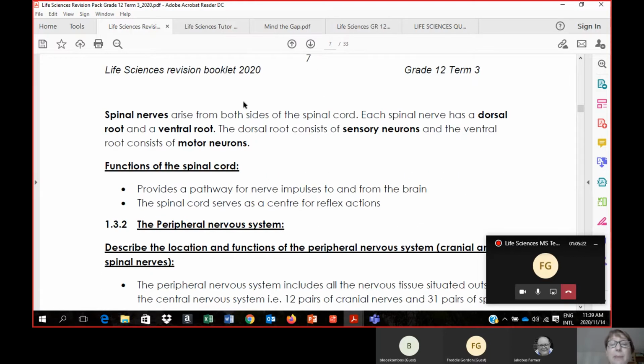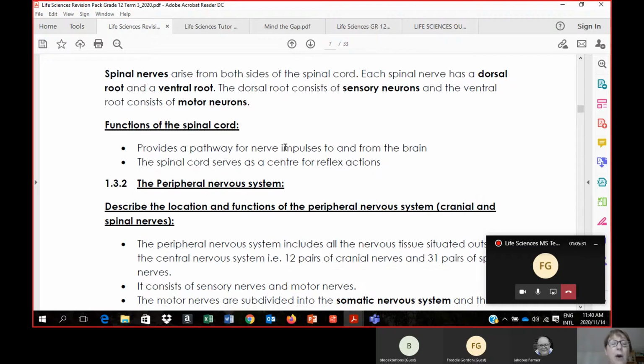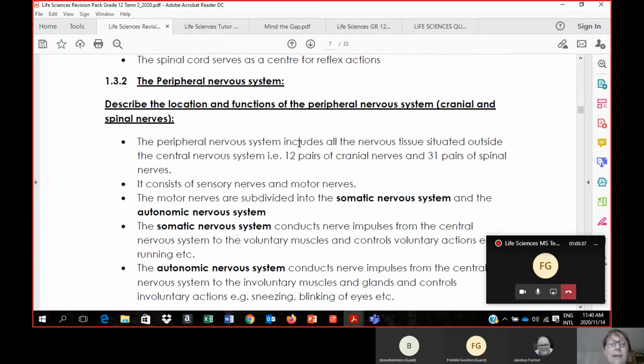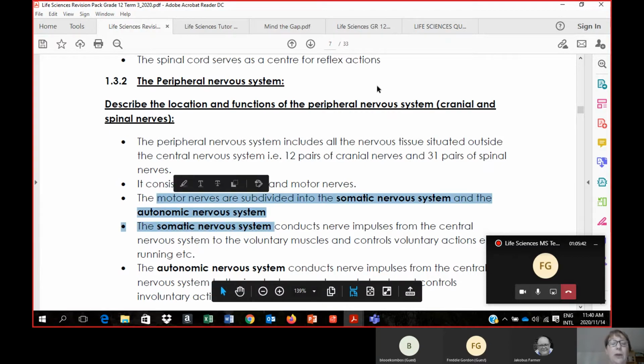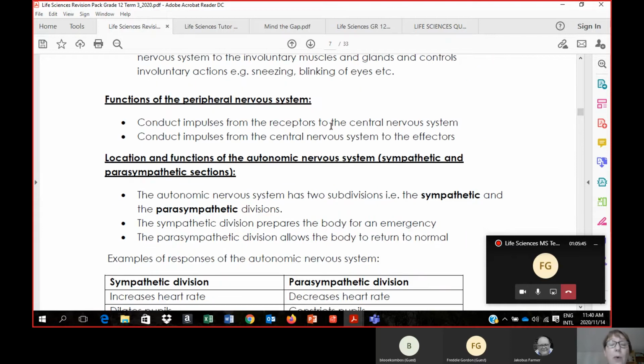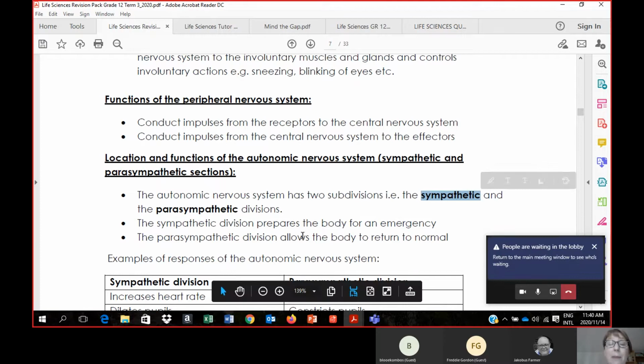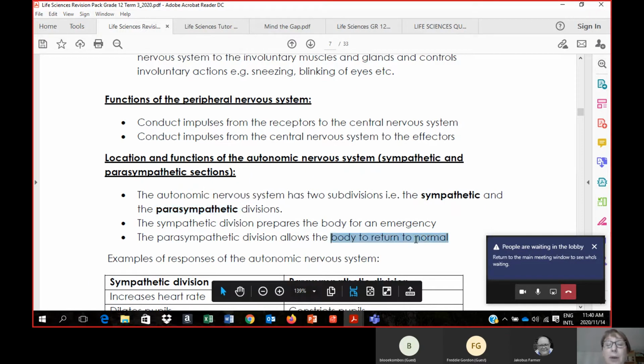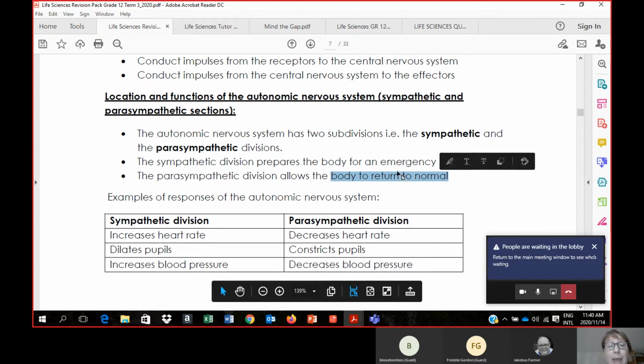Okay, so I've spoken about the spinal nerves, the dorsal and ventral roots, and where the sensory and motor neurons are situated. And I've spoken about the functions of the spinal cord. And I've briefly mentioned the peripheral nervous system and that it's divided into the somatic nervous system over here and the autonomic nervous system over here. And then we've said that the autonomic nervous system is divided into the sympathetic nervous system, the one that prepares the body for an emergency, and it's divided into the parasympathetic system, which returns the body back to normal again. So we've spoken about that briefly.